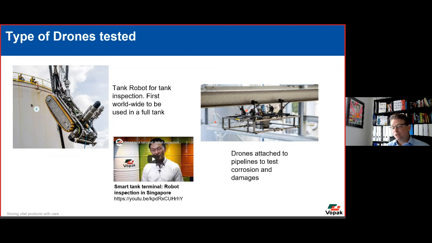This was the first time in the world that a robot would go into such a liquid. Now on the right-hand side, you see again a very different drone. So this drone is a little bit like a fly on the wall. This drone was used to attach to pipelines and to see if there's corrosion or there are damages to pipelines.